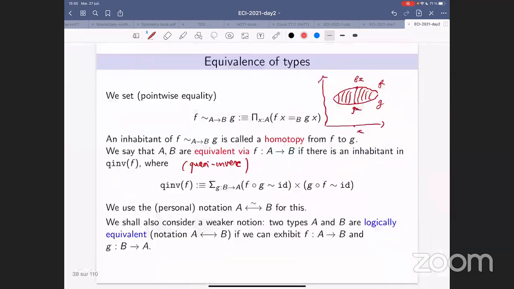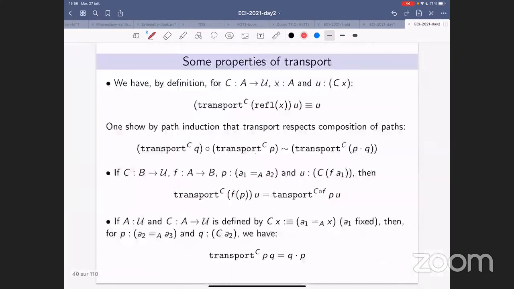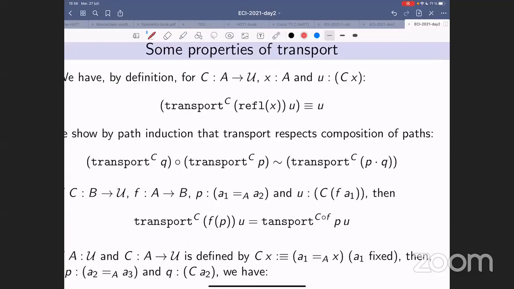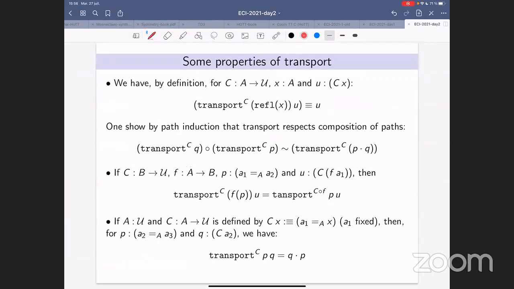Okay. Good. Properties of transport. Here we are. The first thing here is what I thought I had not written. But remember that by definition, because transport is defined by induction, this is clearly one thing that we want of transport, and the way to define it allows us to make sure that this holds. Namely, if you transport along reflexivity, then you do nothing.